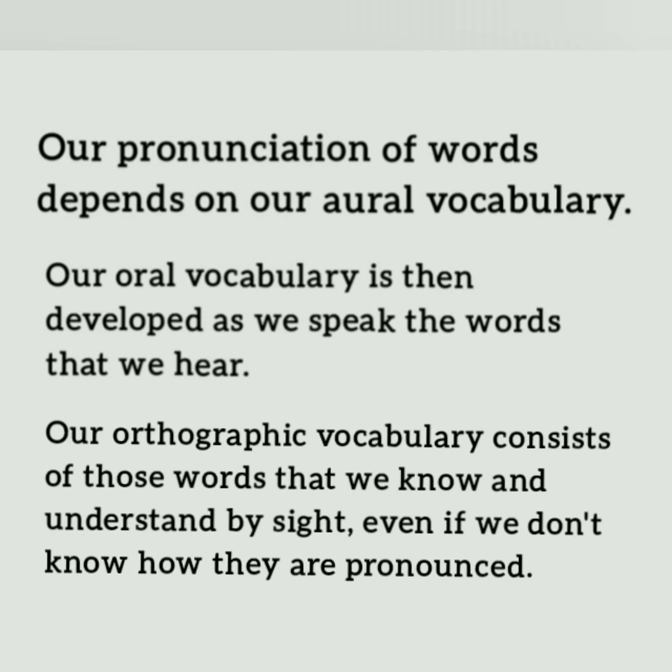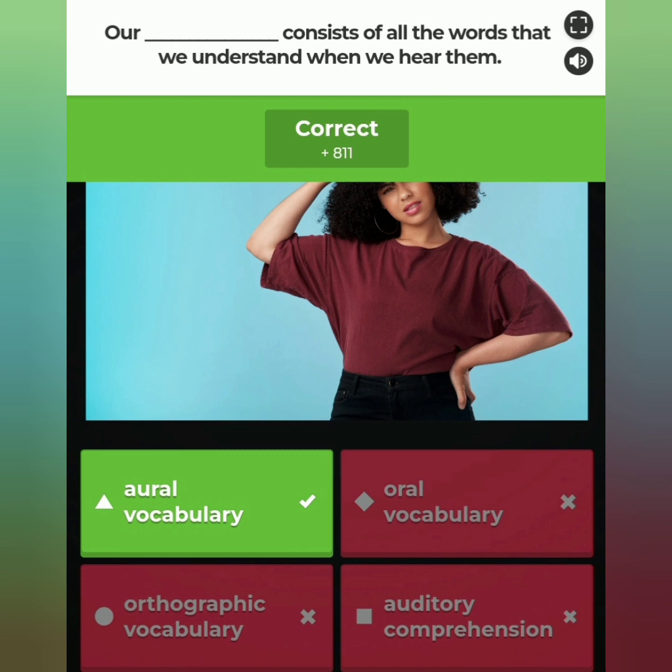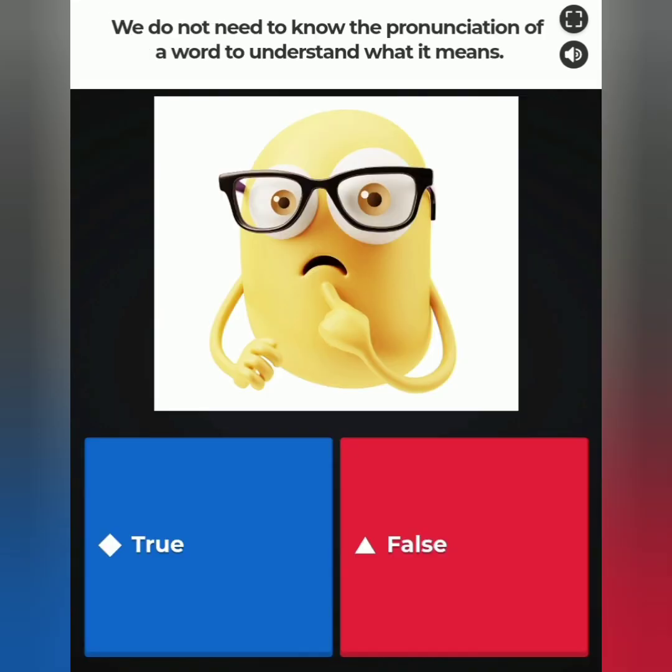So let's recap before we continue. Aural vocabulary are the words that we understand when we hear them. Oral vocabulary are those words that we speak and we know what we're saying when we speak them. And our orthographic vocabulary are those words that even if we don't know the pronunciation of them, we still understand what they mean. So this is our answer for this item. Our aural vocabulary consists of all the words that we understand when we hear them. A-U-R-A-L.